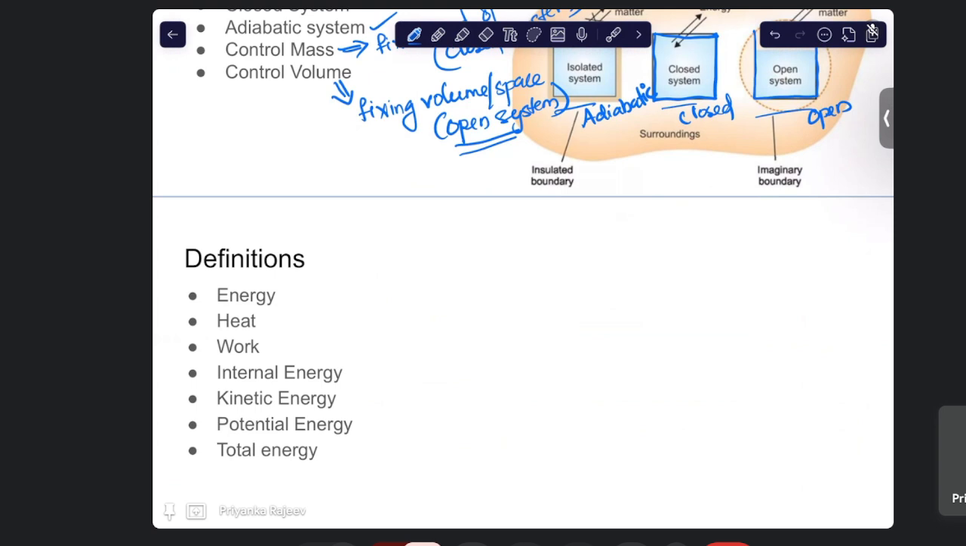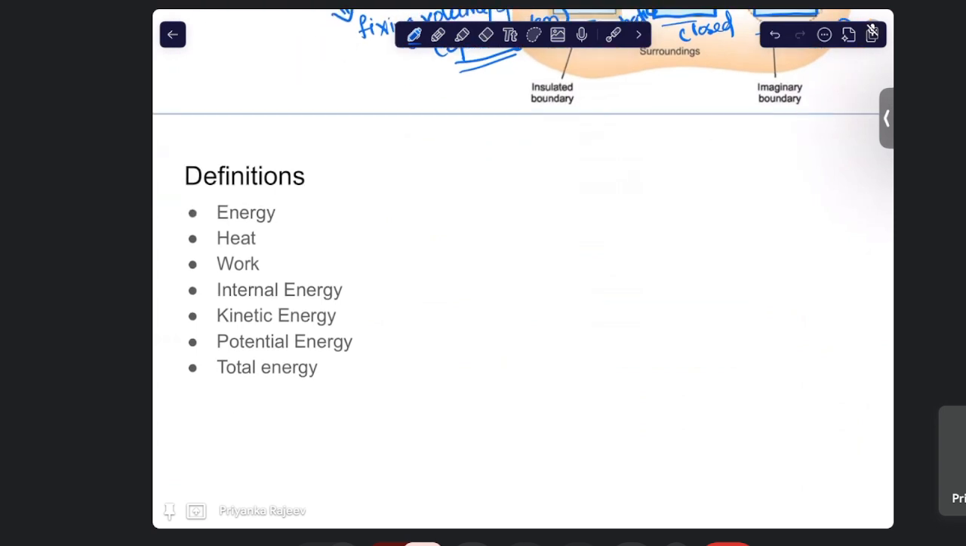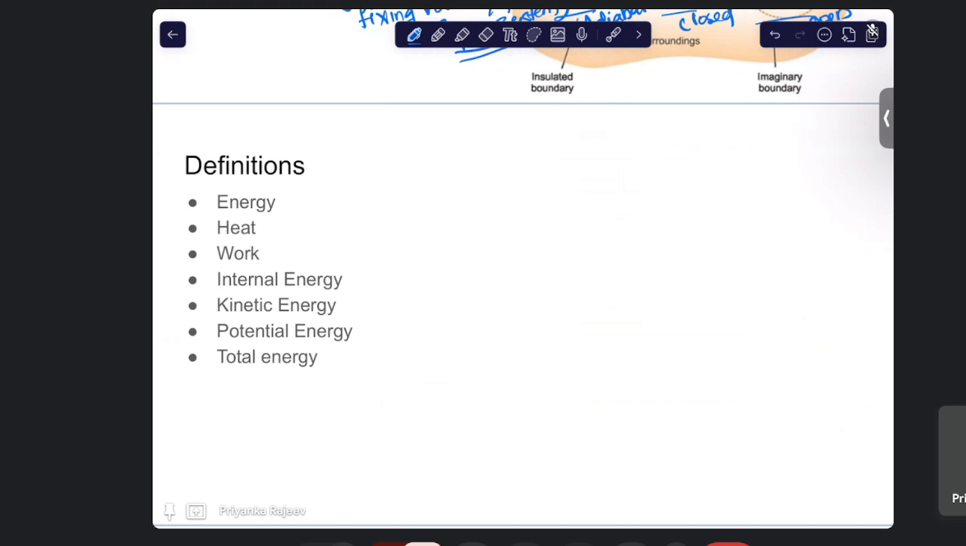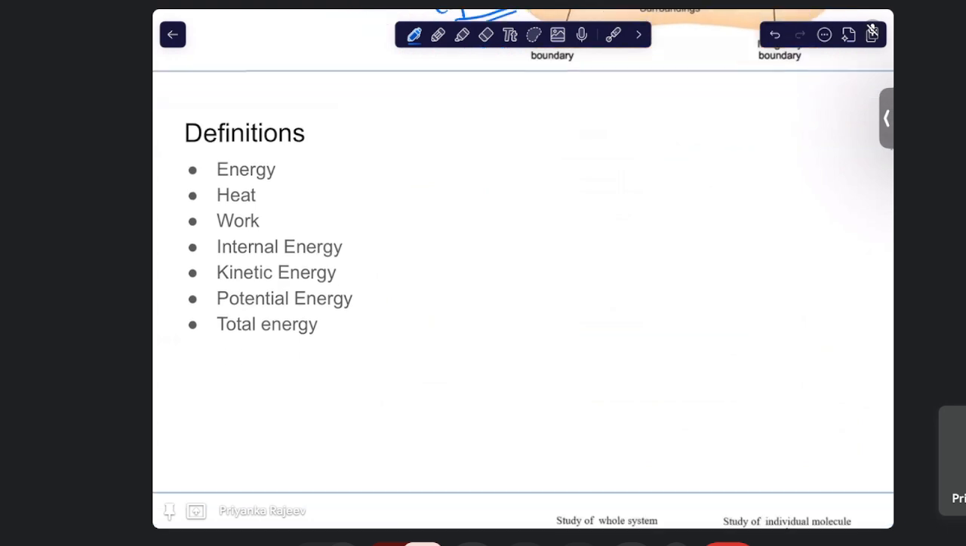Now another definition comes: energy, heat, work, like different forms of energy. Energy, as we have learned in our lower classes, is the capacity to do work, or to do something, which is called work. Now heat is a form of energy that is transferred across the system boundary due to temperature difference.